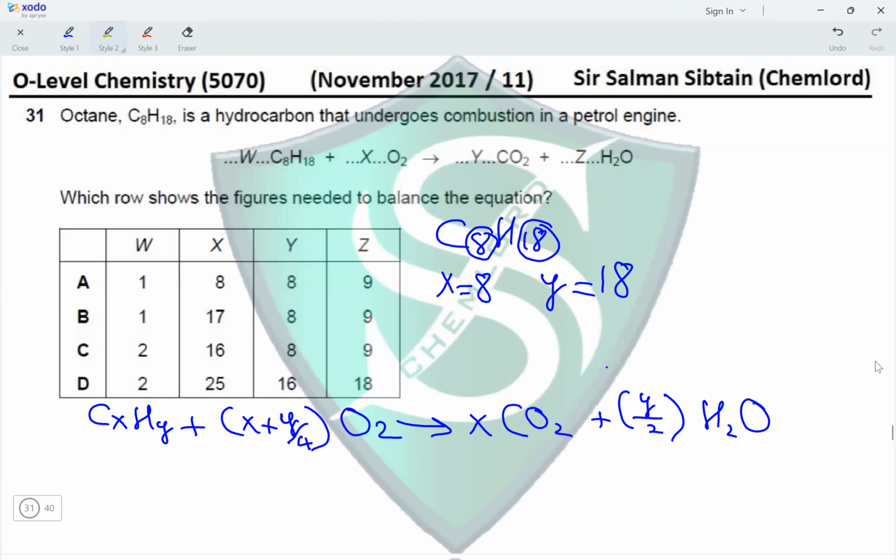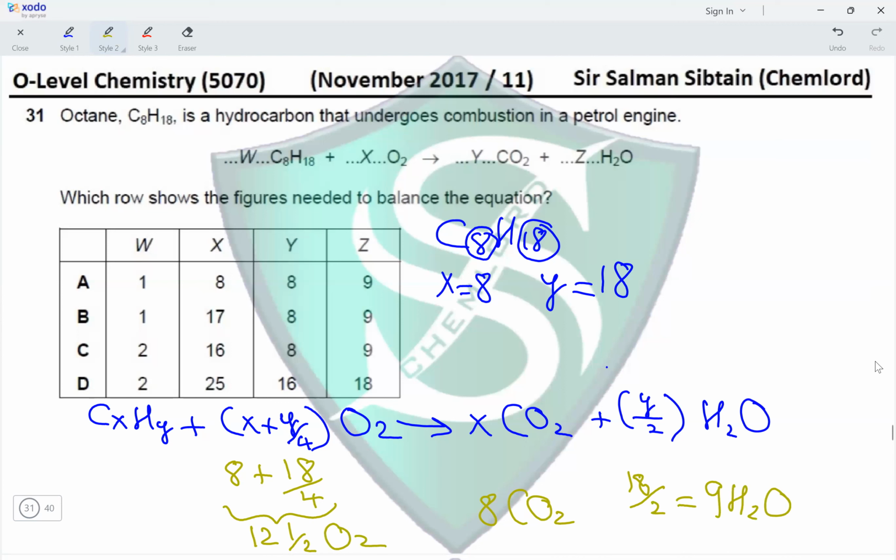So now putting these values in our equation, we will have 8 plus 18 divided by 4. Now 18 divided by 4 is 4.5. So it's 4.5 plus 8. This gives us 12.5 moles of oxygen. x CO2 means 8 CO2, and y upon 2 H2O means 18 divided by 2, which gives us 9 moles of H2O.